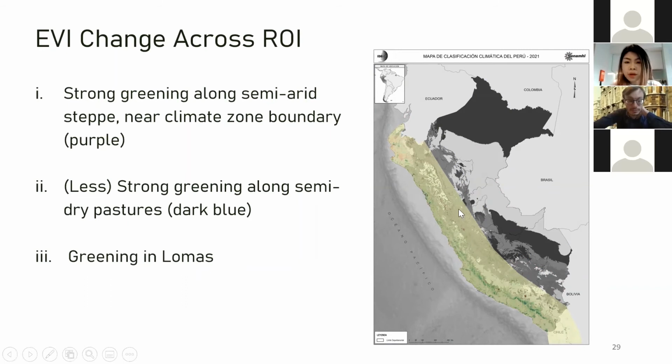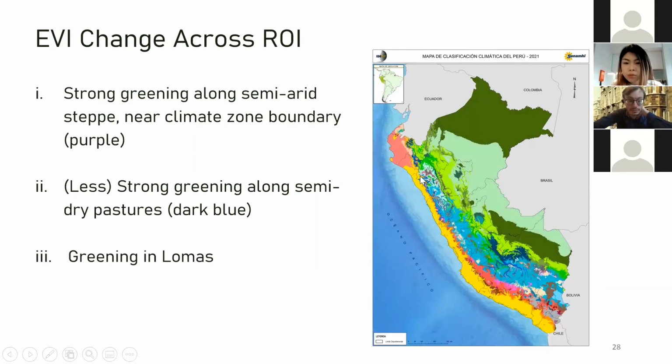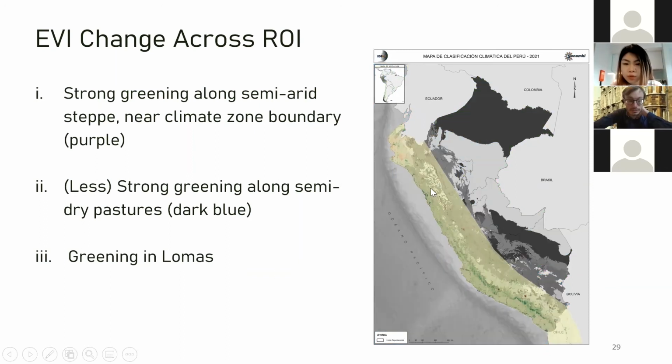There's also greening, but less strong, along the semi-dry pastures in dark blue here, which corresponds to here.